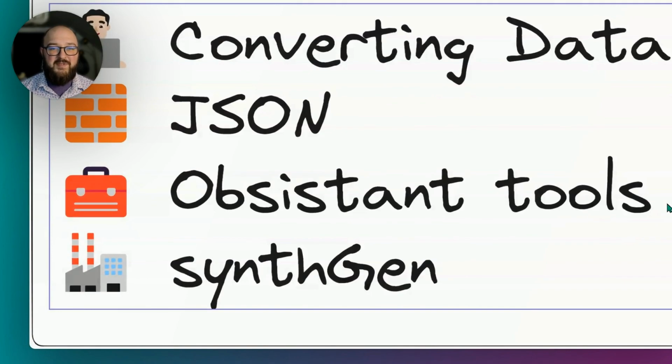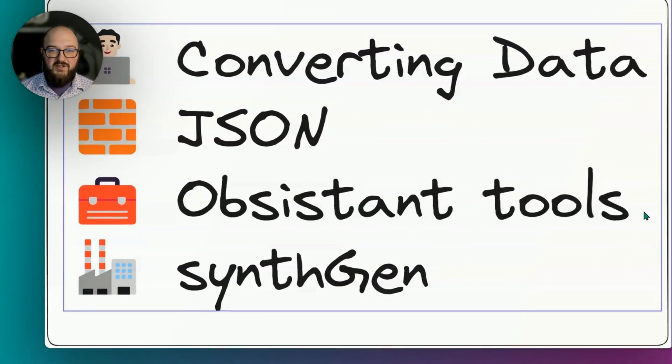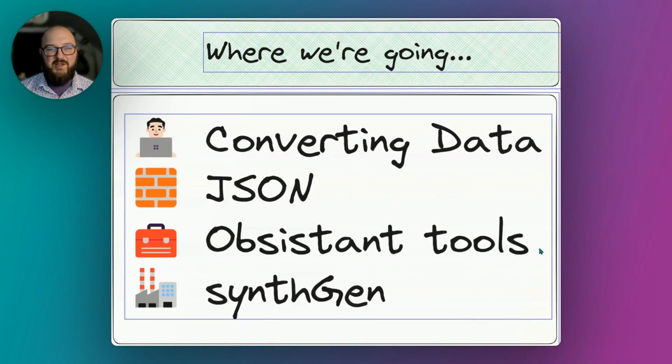When we're done gallivanting around JSON, we're going to move into Obsistent tools. If you haven't heard about Obsistent yet, it's a creation of Synaptic Labs, primarily James over here, and it's more or less ChatGPT in your vault. I'll leave the link to get to the repo below.